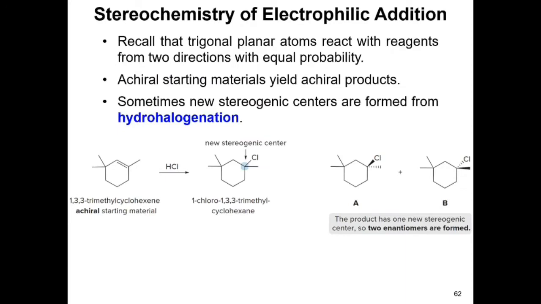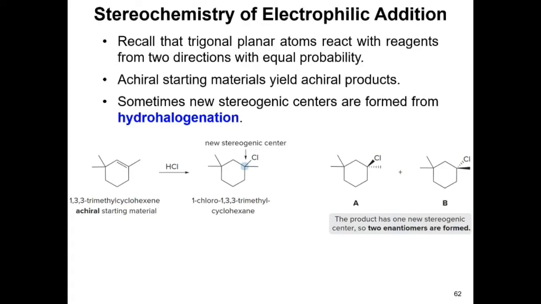So now let's take a look at the stereochemistry of electrophilic addition reactions. Remember that an electrophilic addition reaction generates a reactive intermediate, which is a carbocation. And carbocations have a trigonal planar geometry. That means a nucleophile can attack on either side of the plane with equal probability. And so sometimes new stereogenic centers are formed from hydrohalogenation because of this.